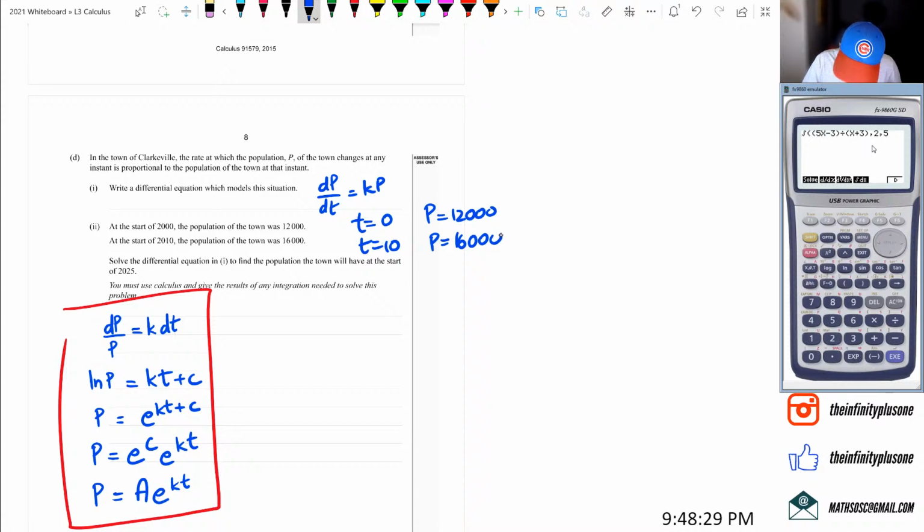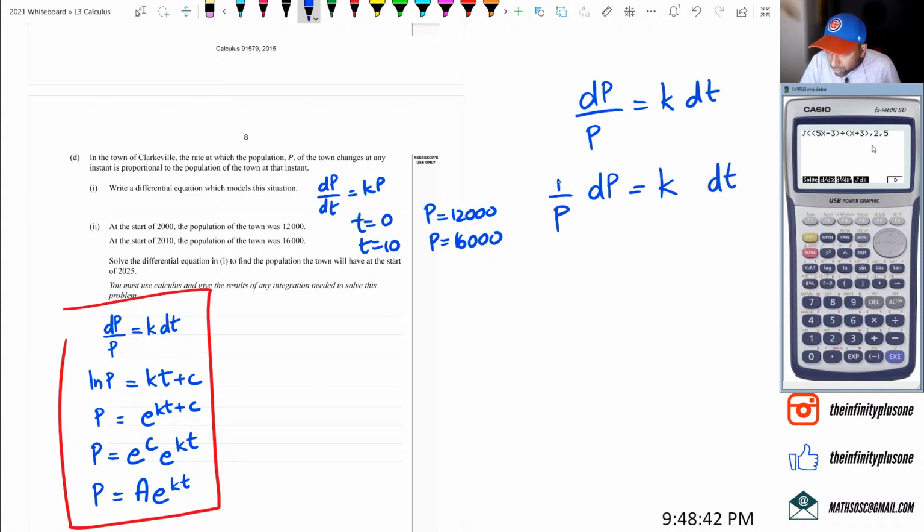Right, okay, so dp over p equals k dt, right? So what I did was I put it as 1 over p dp and then k dt. Now remember when you integrate 1 over p, you're going to get ln of p. And when you integrate k, you're going to get kt, but there's also a constant at the end. So hopefully that made sense, Jonathan, how I got that line. I just skipped a couple of lines there.